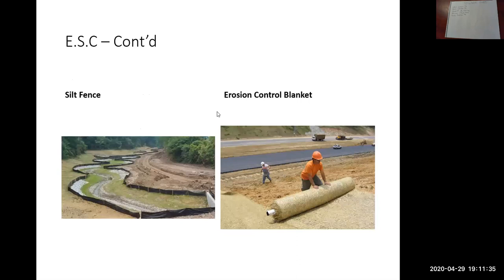So here's some photos of what we just talked about. So this is silt fence. So the black fence with the little stakes. So you pound it into the ground. You bury the bottom portion of the silt fence in the ground so that dirty water cannot flow underneath the silt fence.